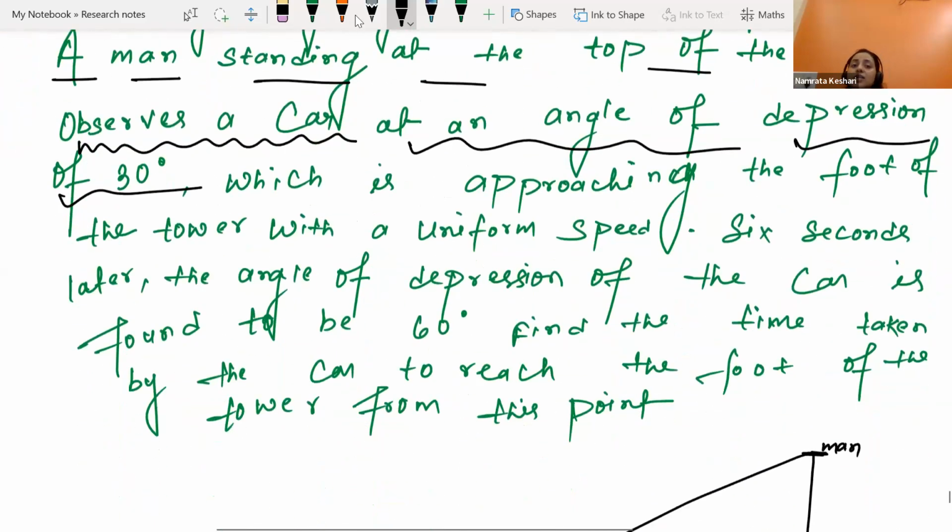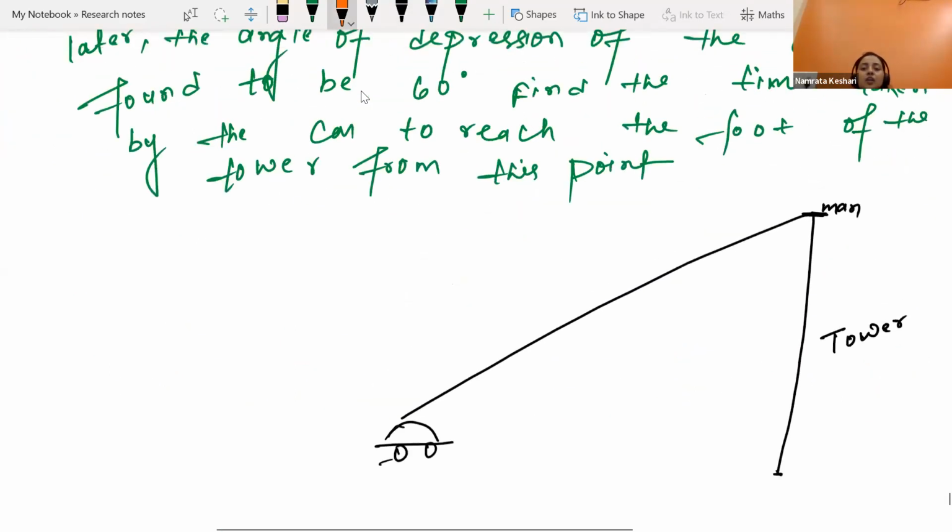If you understand what exactly the angle of depression is, it means we have to draw a horizontal line over here and then the line of sight with the horizontal line.